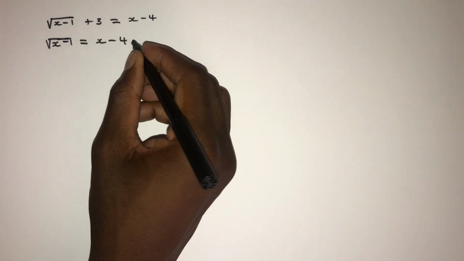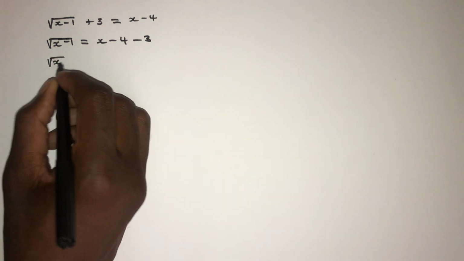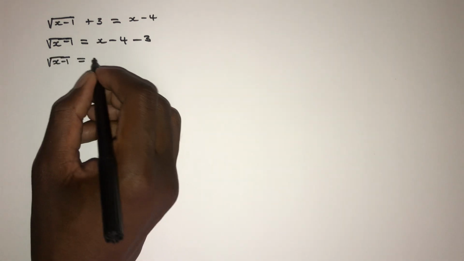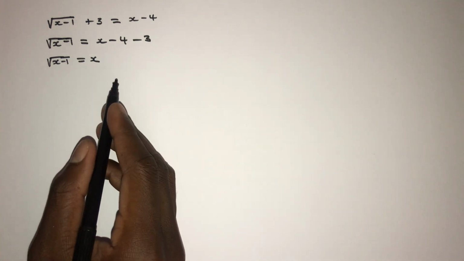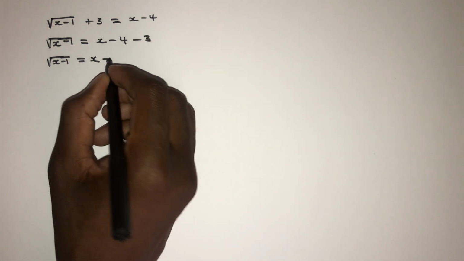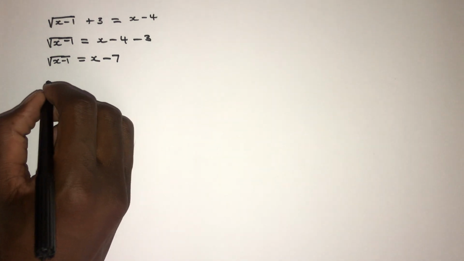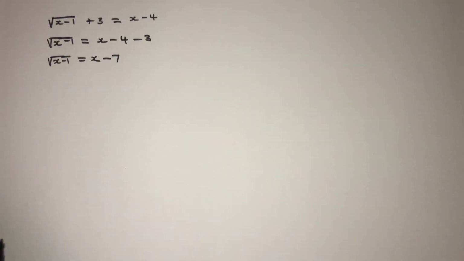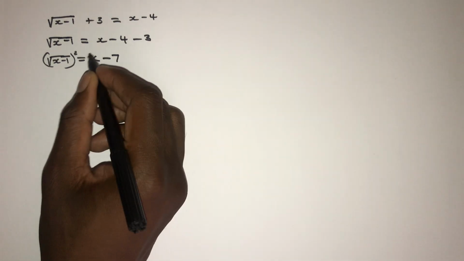Then this one to the other side becomes negative. Then root x minus 1 is equal to x minus 4 minus 3. Signs are the same, therefore we add. So it will become minus 7. Then, since we're in this situation, that's where we can square both sides.